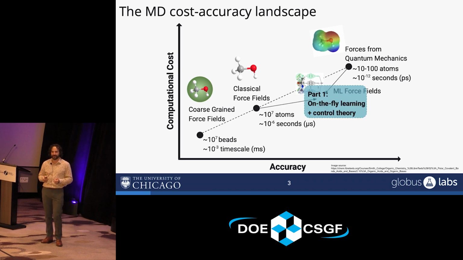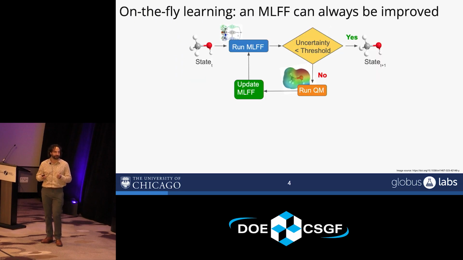So this is a problem that I address in part one of my talk, where we talk about on-the-fly learning for these force fields. So briefly, on-the-fly learning is a paradigm in which we assume our model can never be fully trusted. So we're running a molecular dynamics simulation, and at every step, we're evaluating one of these machine learning force fields, and we check whether the uncertainty is within some threshold or not. And if the uncertainty is below the threshold, that's great. We trust the model, and we move on to the next time step. And if we don't, we actually run the quantum mechanics and update the machine learning force field, and then we move on.